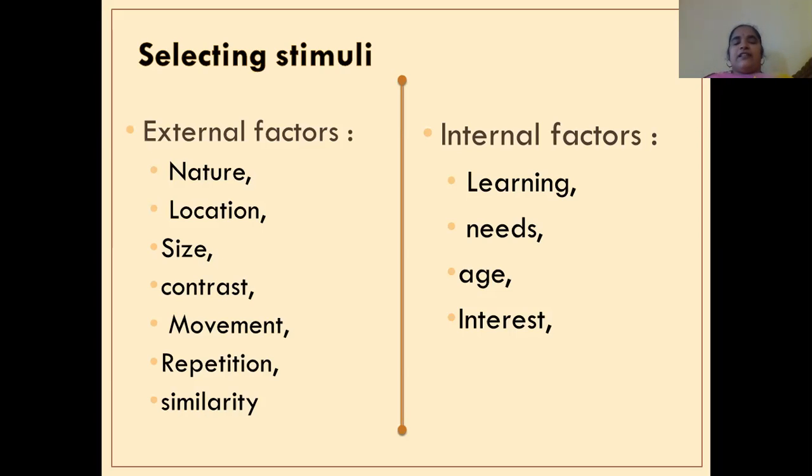Then internal factors include learning, needs, age, and interest. Based on our age, a toddler will be fascinated with, say, toys, sweets, and such things of its interest. A teenager and a young adult will be more interested in bikes, the other gender, gadgets, and so on. And the elder generation will have its own likings and dislikings.